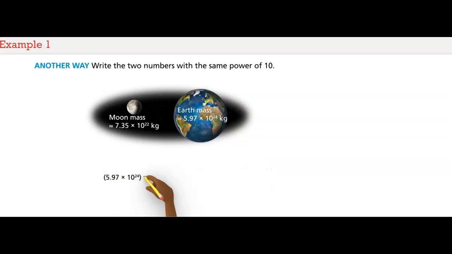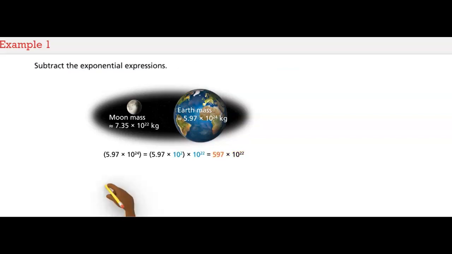Another way is to write the two numbers with the same power of 10. Notice that we can use a property of exponents to write 10 to the 24th power as 10 squared times 10 to the 22nd power. We can rewrite the number 5.97 times 10 to the 24th power as 597 times 10 to the 22nd power. Now subtract the two numbers.